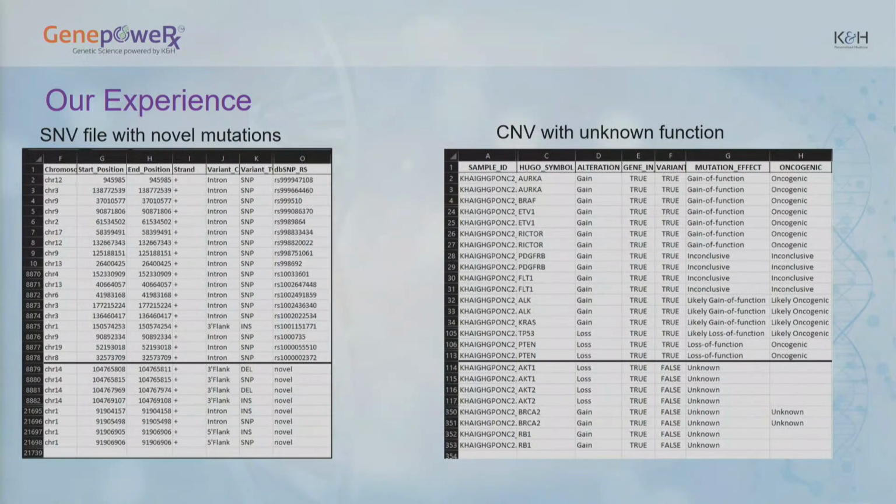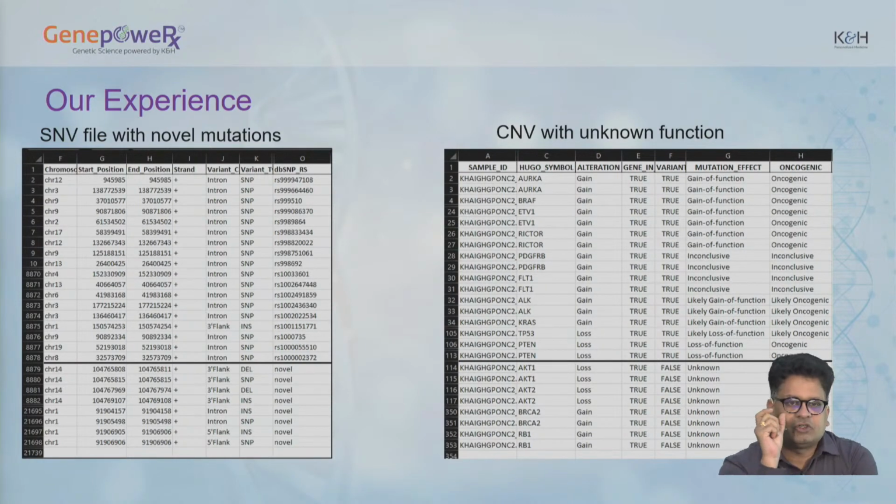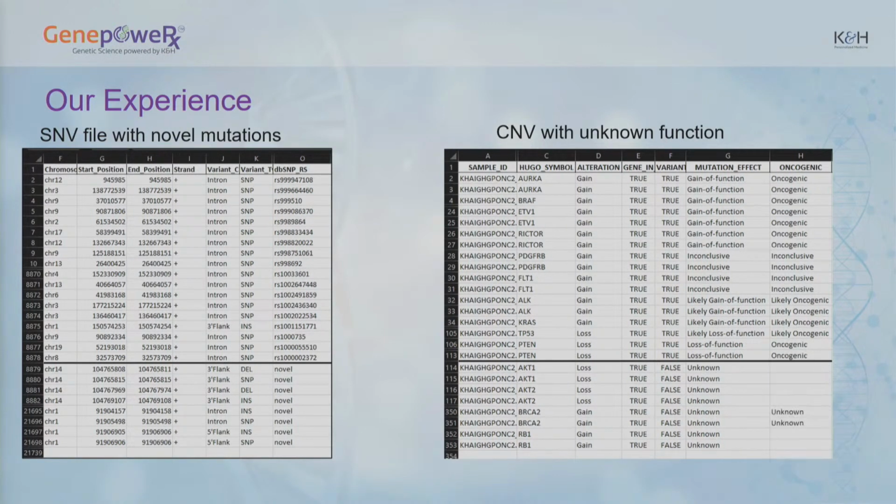And coming to our experience, we did a sequencing, and we use the MSK Impact database for our analysis and algorithms. If you look at the first chart, SNV file for novel mutations. For each cancer, each tumor, we do 380 genes at a very deep depth. And what we find is, if you look at the number of mutations we find in each cancer, there are around 21,000.